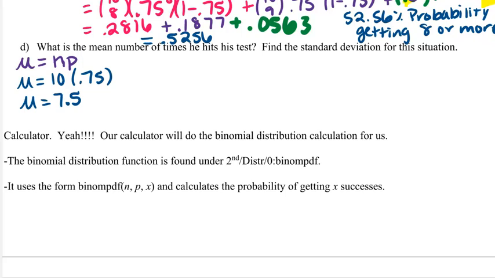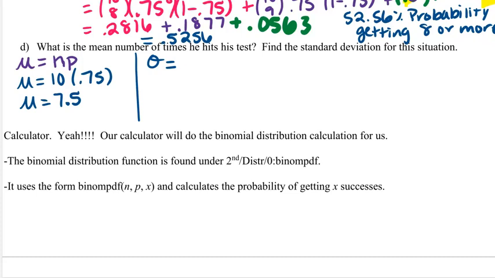Now, does it make sense to hit the test 7.5 times? No, it does not. You can't hit the test half of a time, but remember with mean value and expected value, we just roll with it, even if it doesn't make sense for our situation. Okay. Standard deviation, same thing.